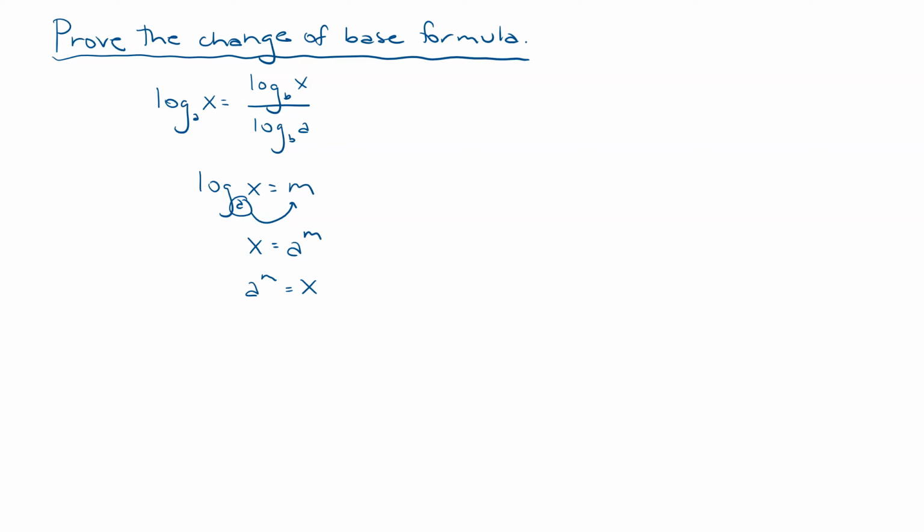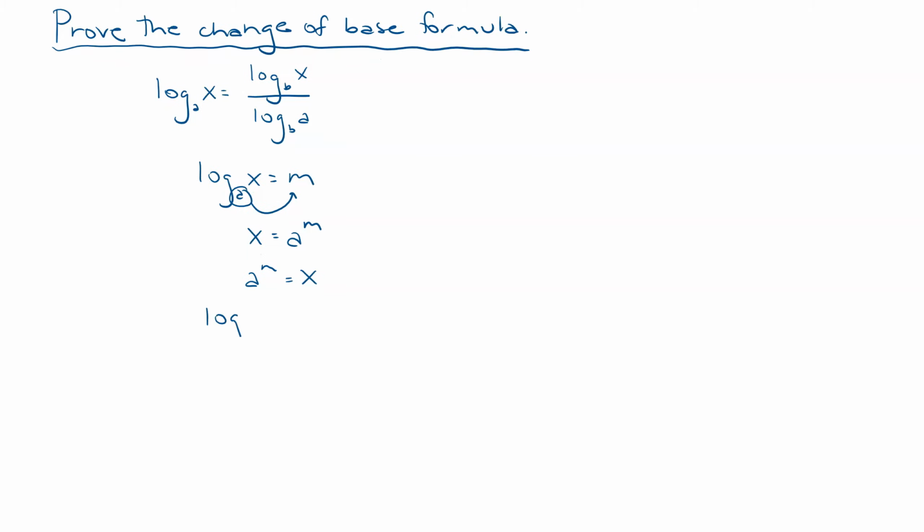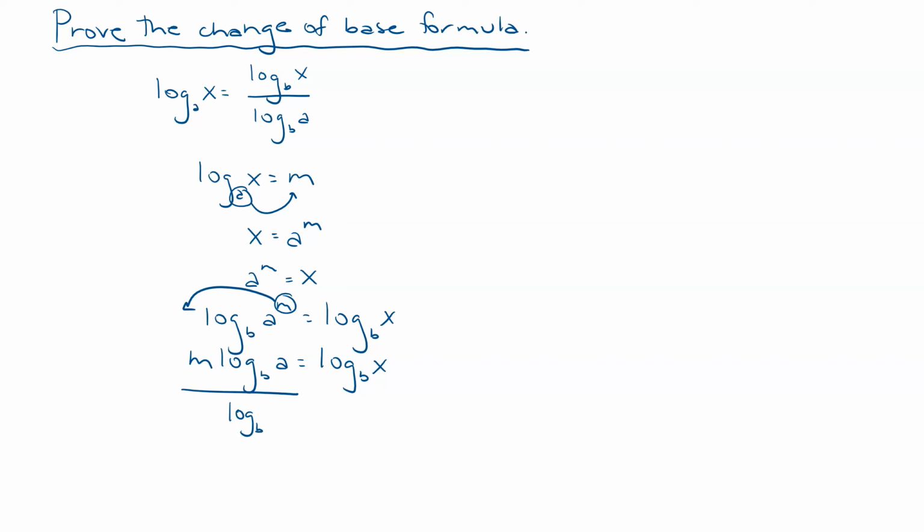Now, the heart of this proof is that you can apply a log with the same base to both sides of an equation. And so we're going to do that. We're going to apply a log base b to both sides. And now the froggy jumps off the loggy, so we have m times log base b of a equals log base b of x. Now we can divide both sides by log base b of a. So we get m equals log base b of x over log base b of a.